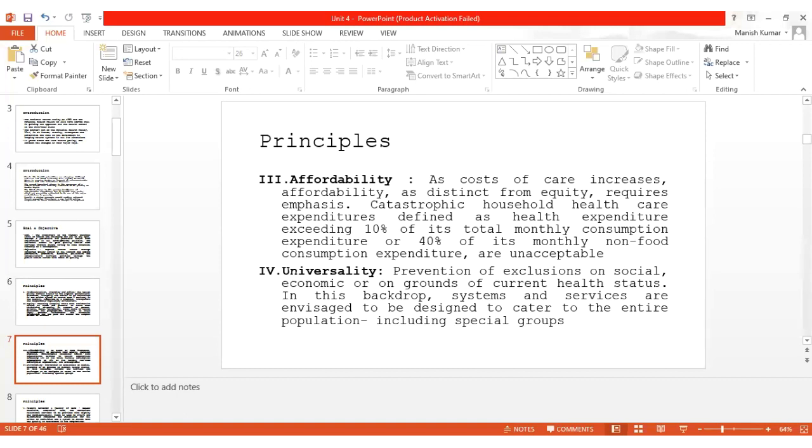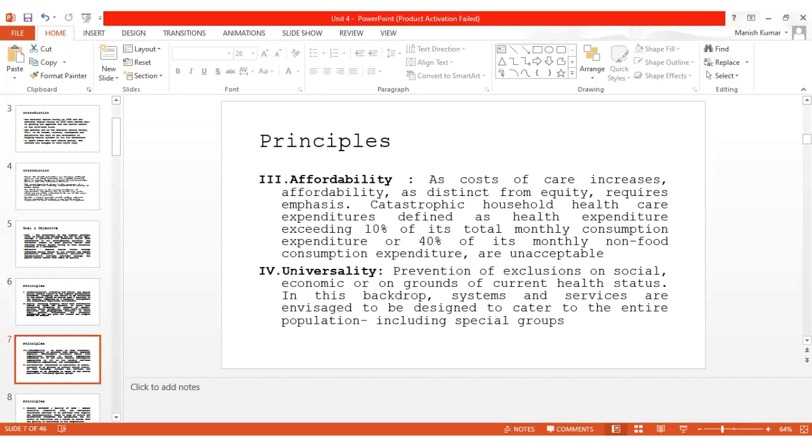Now, the fourth principle is universality. It talks about prevention of exclusion on social, economic, or health status grounds. How is this different from equity? There also we talked about providing services irrespective of caste, creed. Here, when we talk about universality, it means everyone will be provided services.